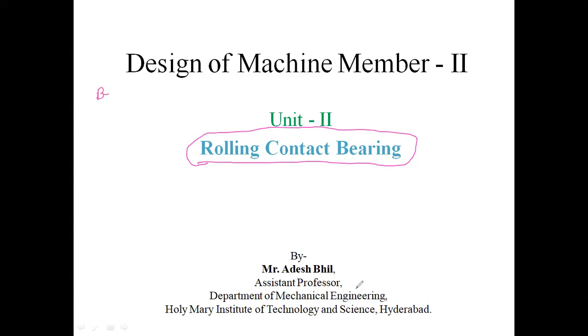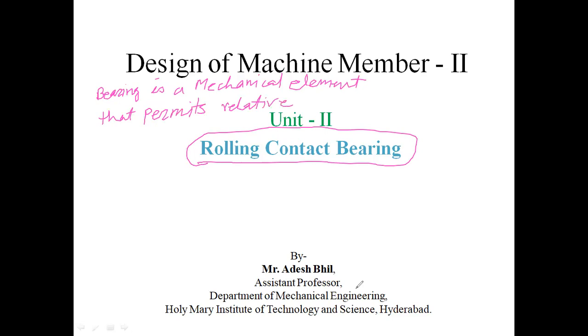Bearing is a mechanical element that permits relative motion between two parts, such as your shaft or the housing, with minimum friction.